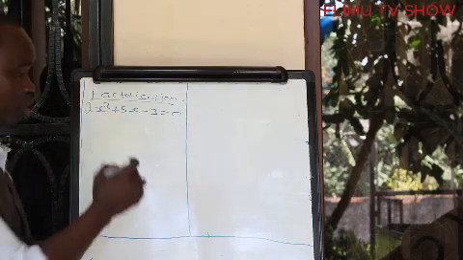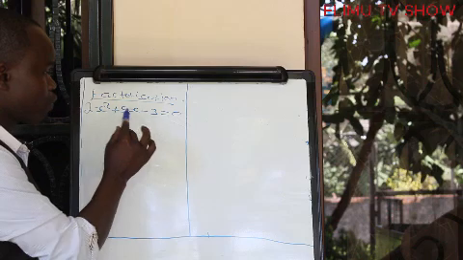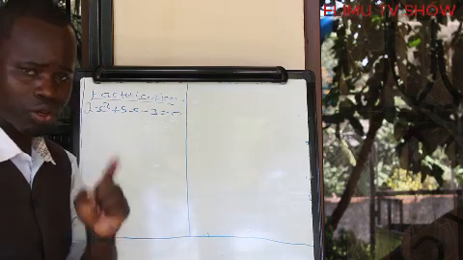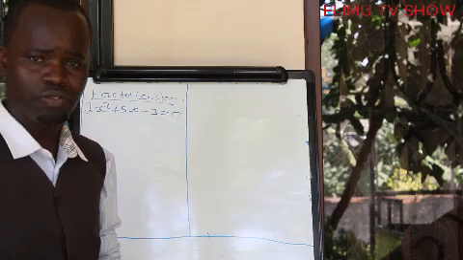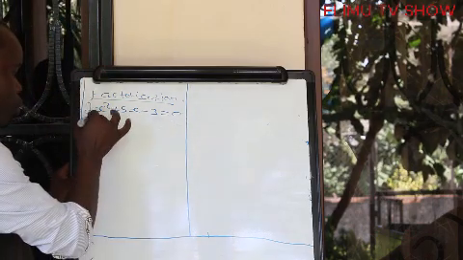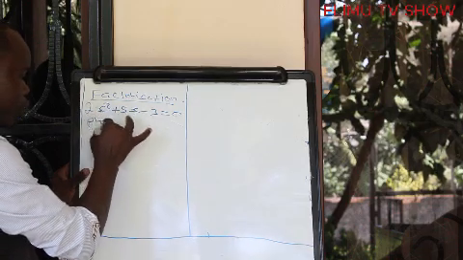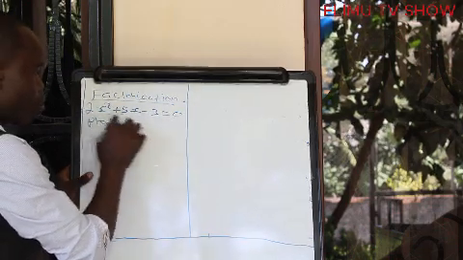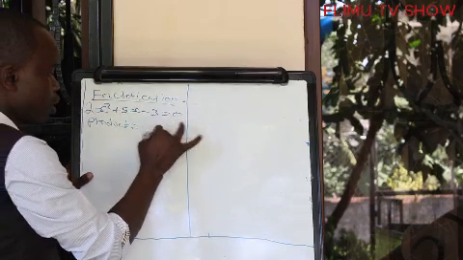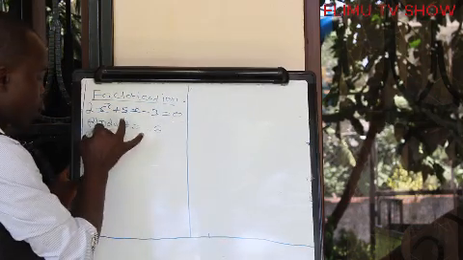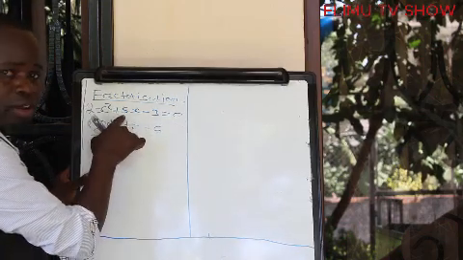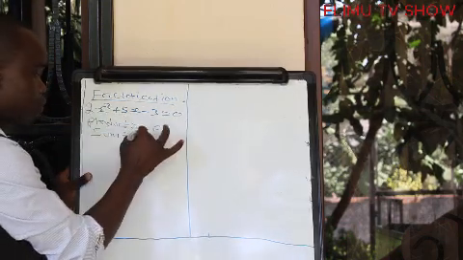Remember that the question is 2x squared plus 5x minus 3 is equal to 0. The first step, my viewers, is to start by getting the product. Our product here, we are going to multiply 2 times negative 3, which will be negative 6. Then we must have the sum. For the sum, we take the middle number, the coefficient of x, which is 5.